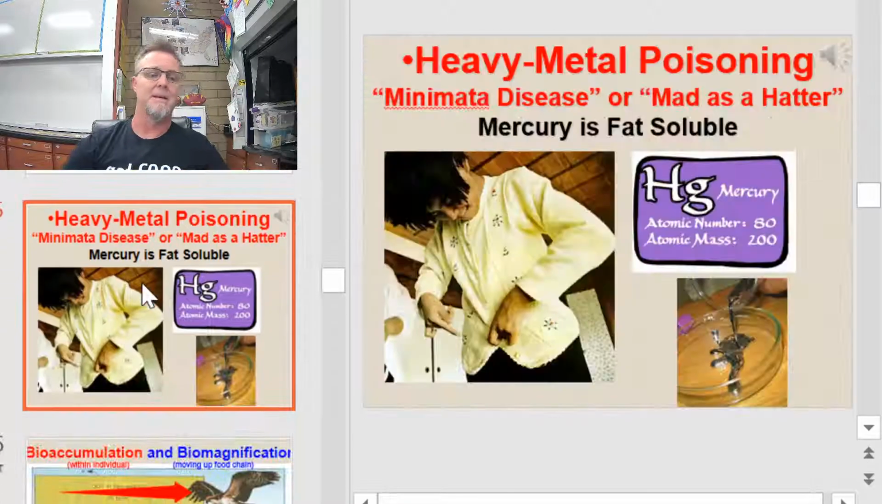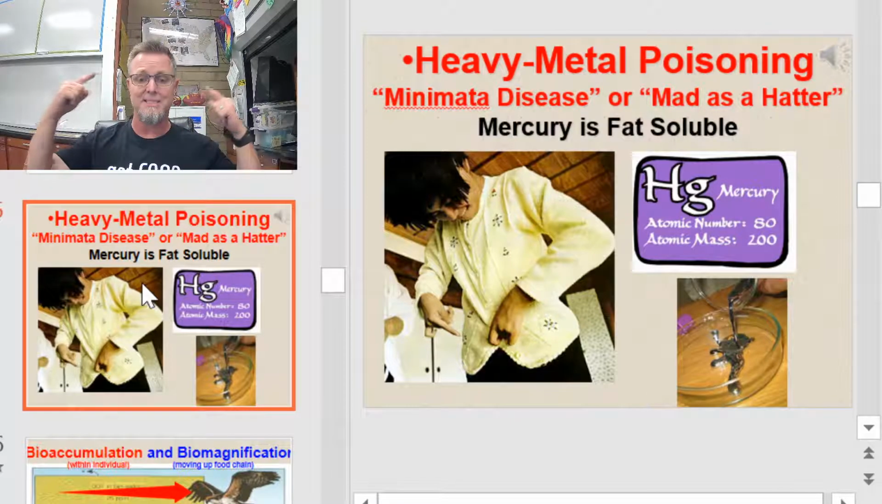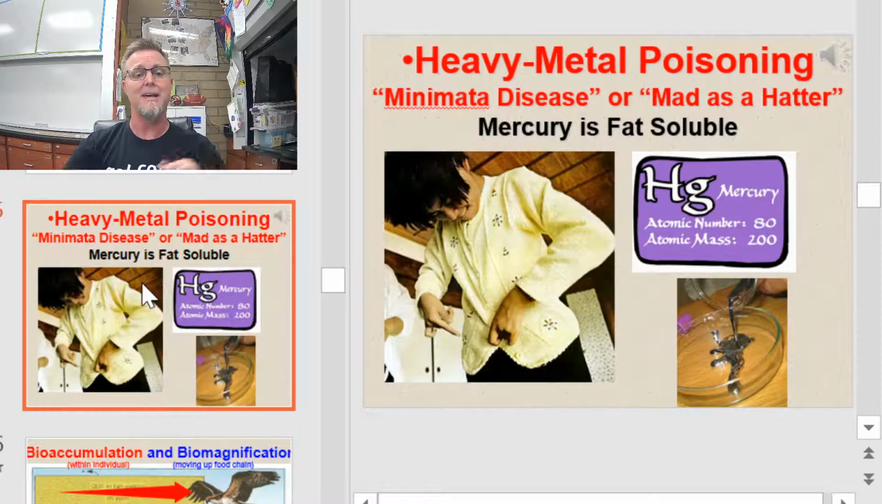All right. Next thing we're going to look at is heavy metal poisoning. Mercury is a fat-soluble metal. This is what caused Minamata disease. Minamata disease is also called Mad as a Hatter. Those of you that are fans of the movie Alice in Wonderland should know why the Mad Hatter is mad. He's mad like crazy mad, not angry mad, okay?